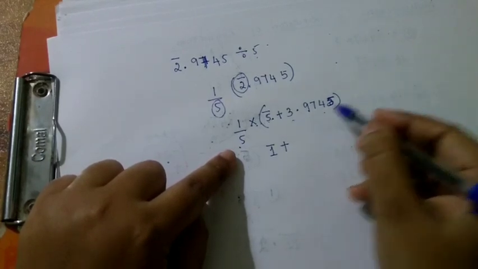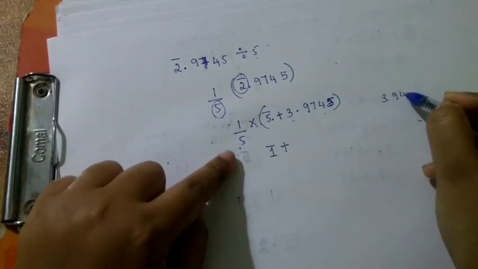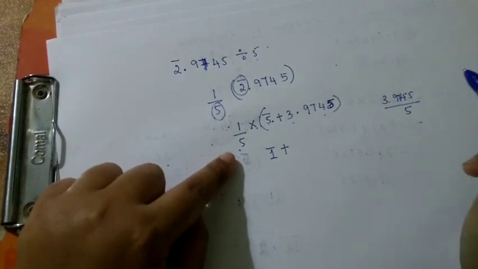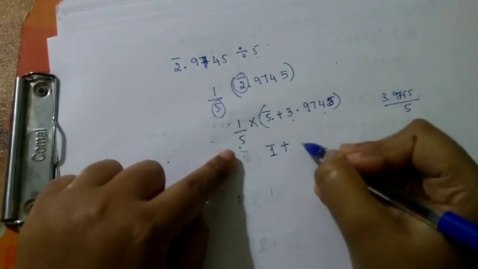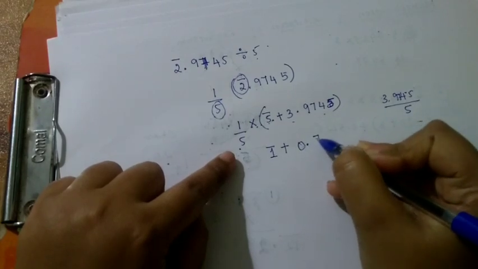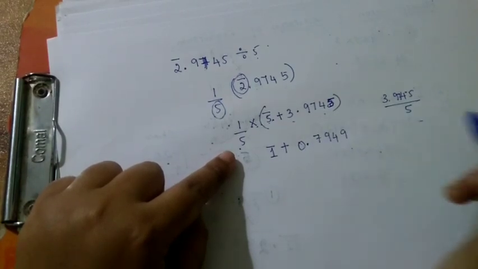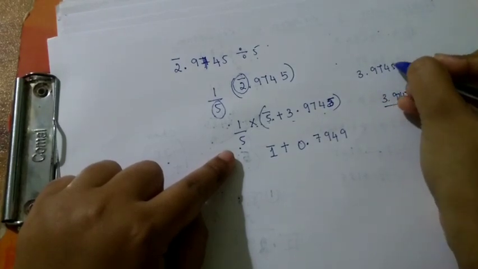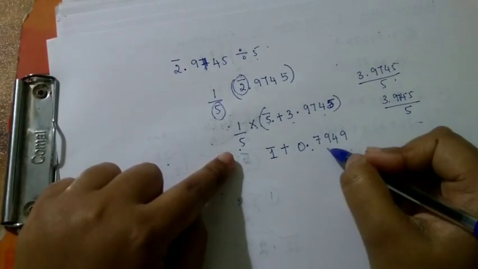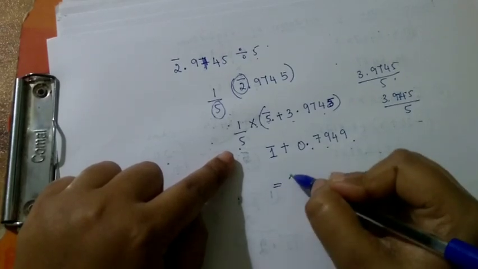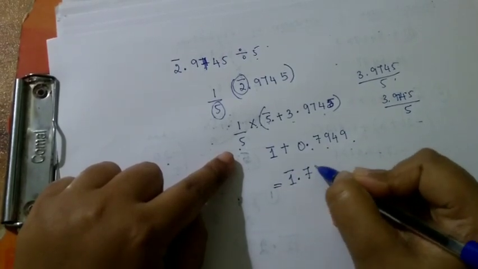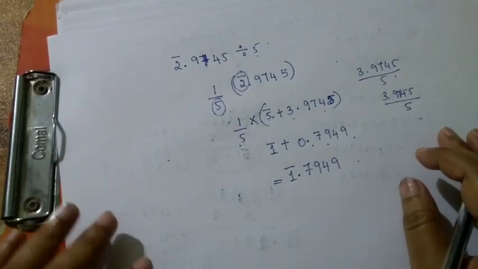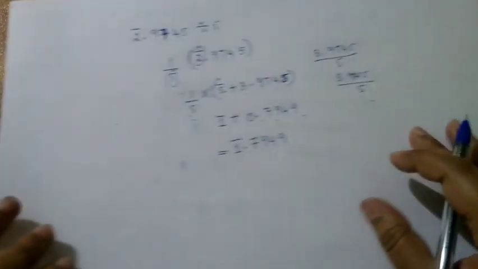Plus 3.9745. This is a positive number, directly divided by 5. What number do you get if you divide it? You get 0.7949. You can check it out: 3.9745 divided by 5 gives 0.7949. So this comes out to be 1 bar 0.7949. So do not get confused when negative numbers are given.